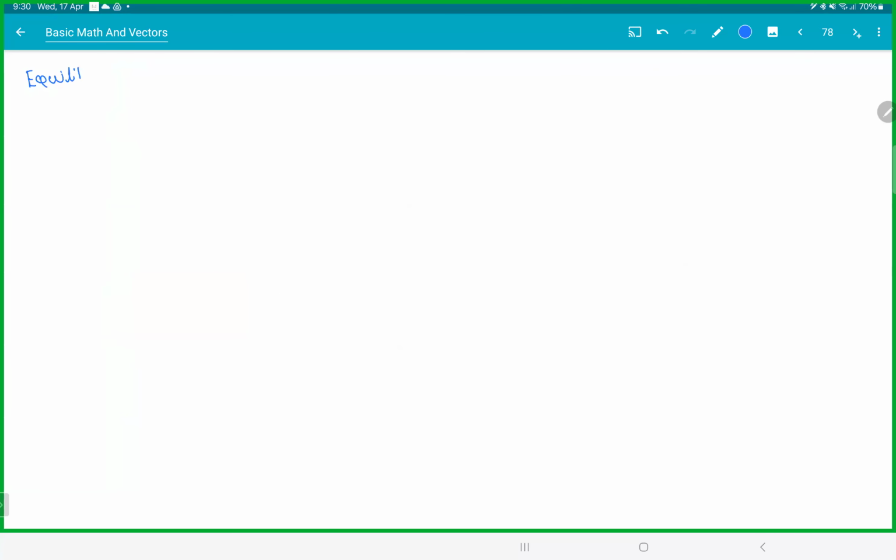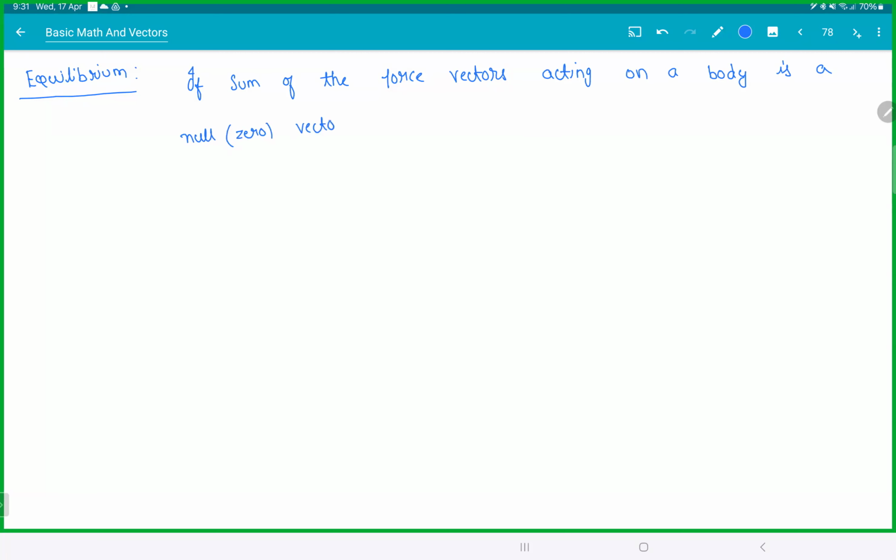Next thing, equilibrium. What is equilibrium? When sum of the force vectors is 0, we say the body is in equilibrium. If sum of the force vectors acting on a body is the null vector. Null vector meaning the zero vector. The body is said to be in equilibrium.